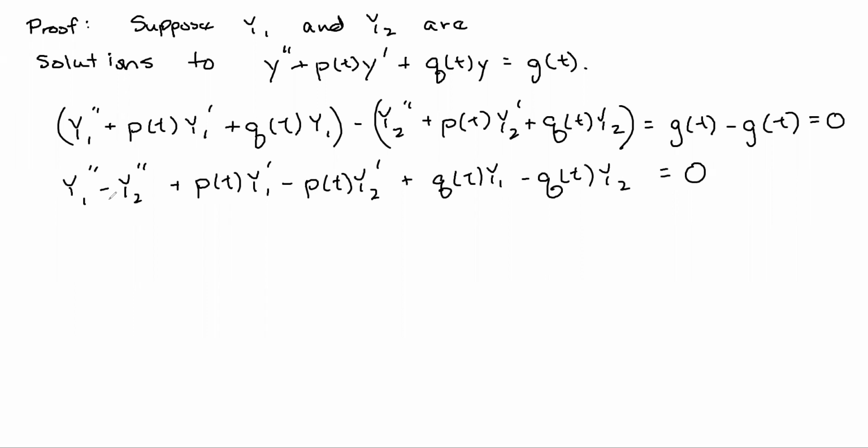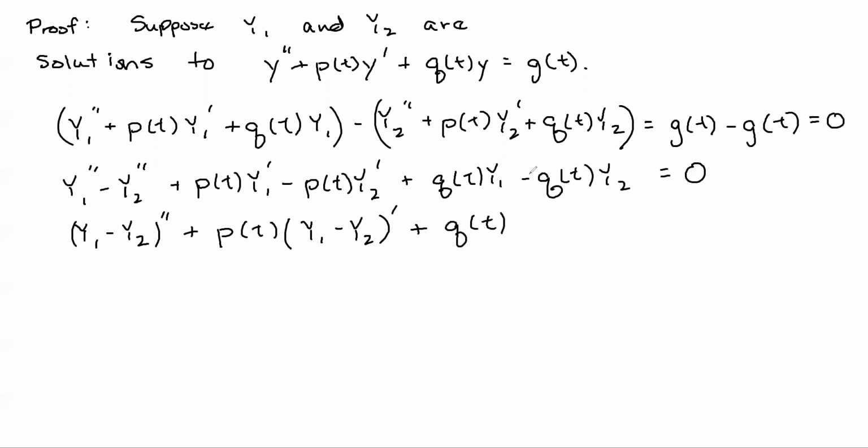And so that means that you could go through and you could factor out derivatives over addition or subtraction as well. So we could rewrite this as (y1 minus y2) double prime. And then you could factor out the p of t here and do the same thing here, and we'd get (y1 minus y2) prime. Okay, and then we don't have to do any derivative stuff, but you could factor out the q of t here, and we'd get (y1 minus y2) equals 0.